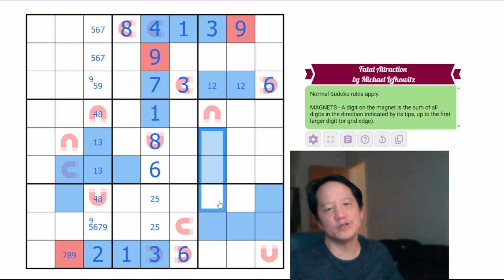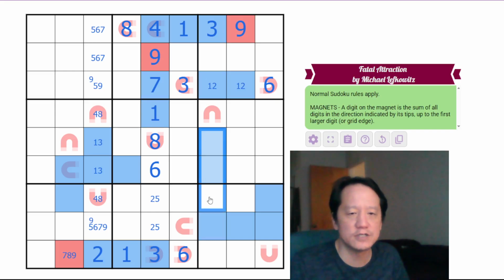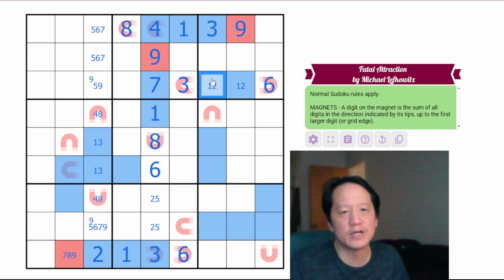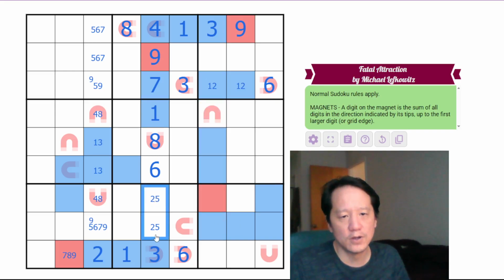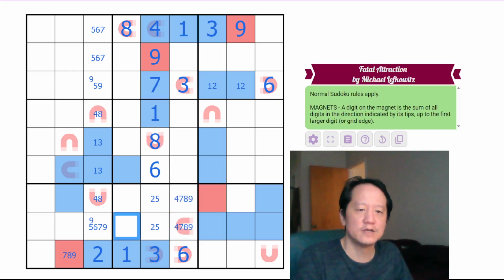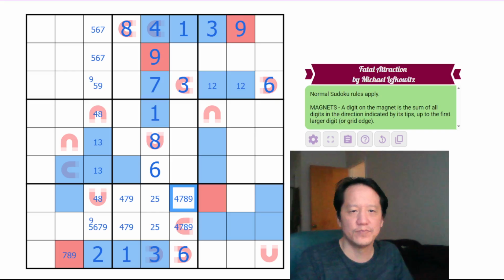Can this be 3 digits here? And the answer is no. Because at minimum, it would have to be 1, 4, and 5, which adds up to a single digit. So this must be greater than this. Okay. This is 2, 5 as a pair. Remaining digits in box 8 are 4, 7, 8, 9. And obviously there's no 8 here because of 8 in the column.